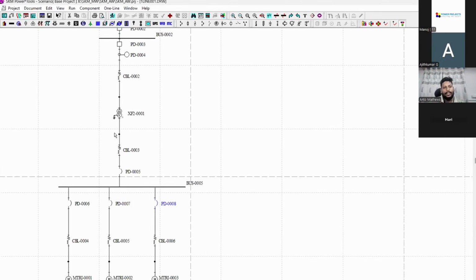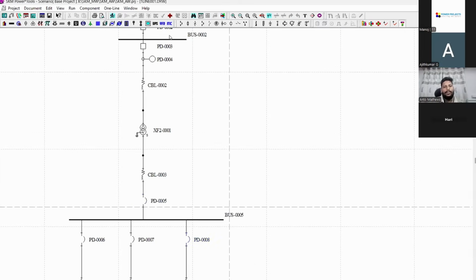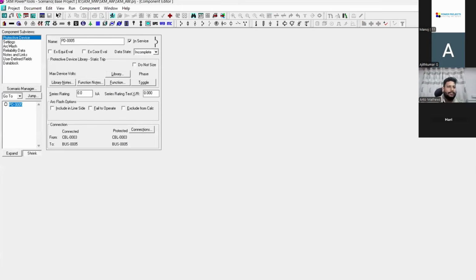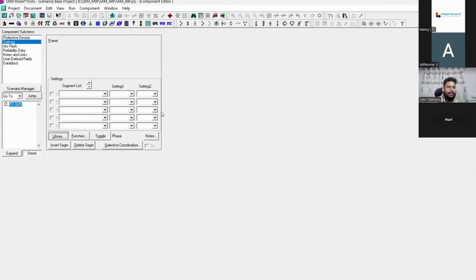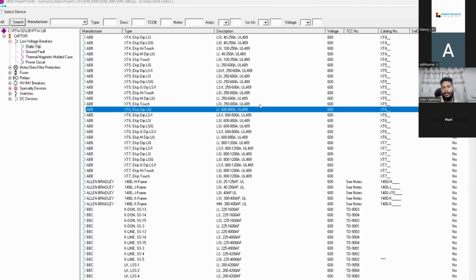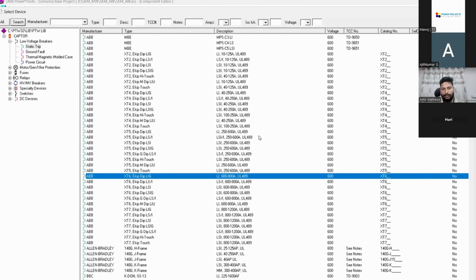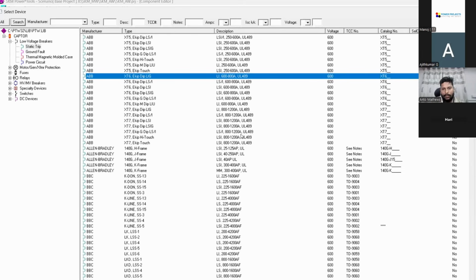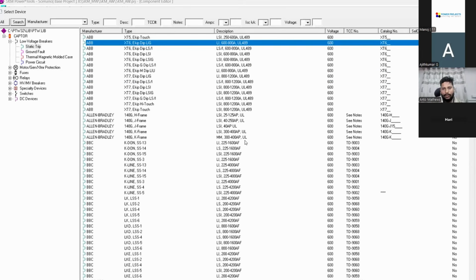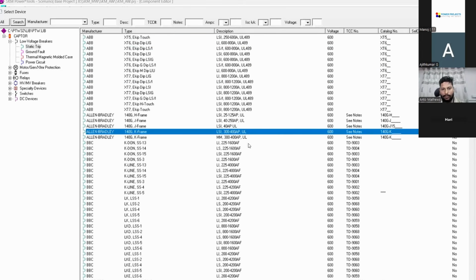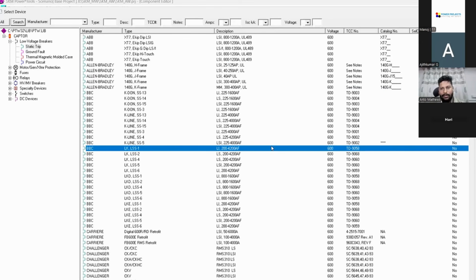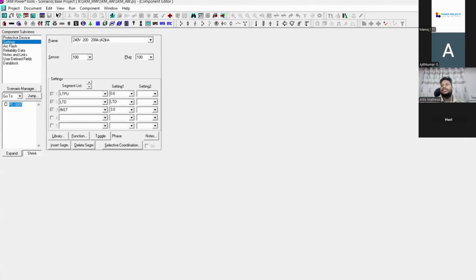After this, I'm directly doing it for 415 volt. I will select the library, and there will be 1800 amps over there, but I will go for 4000 ampere. Just give me a second.